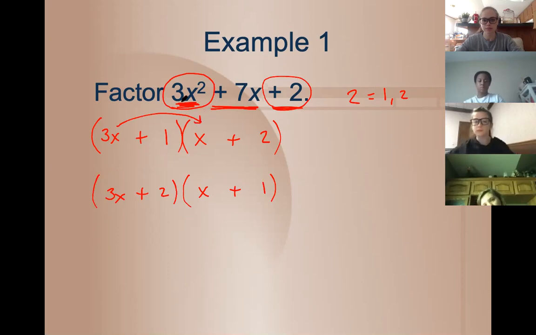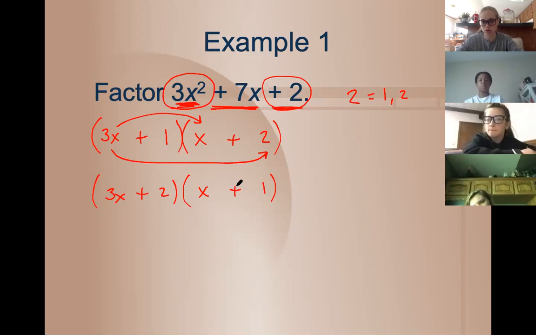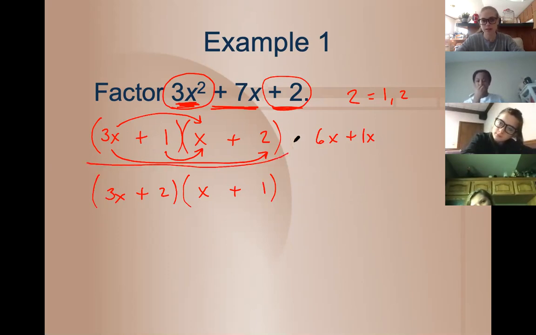3x times x, that's 3x squared. All right, here we go. 3x, do your outside terms now. 3x times positive 2 is what? 6x. Inside terms, positive 1 times x, that's 1x. Is 6x plus 1x 7x? Yes, it is. This is your answer.